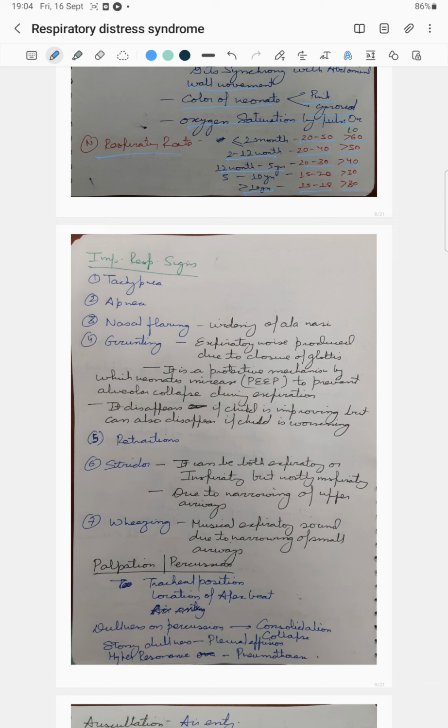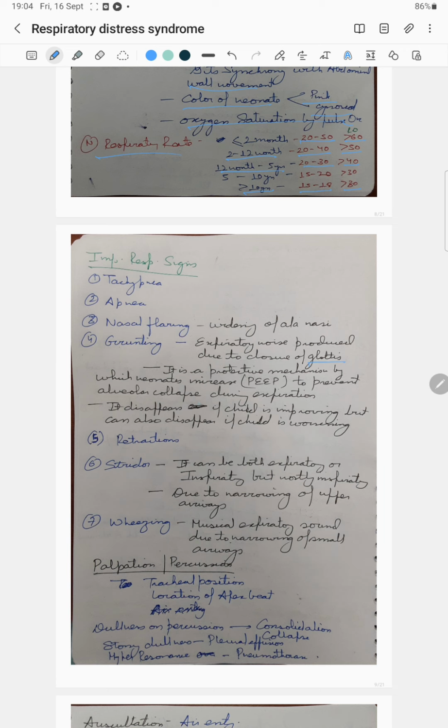I'll be dealing with nasal flaring. What is nasal flaring? There is widening of the ala nasi while breathing. This is known as nasal flaring. What is grunting? Grunting is an expiratory noise produced due to closure of the glottis. It is a protective mechanism which neonates use to prevent alveolar collapse during expiration.